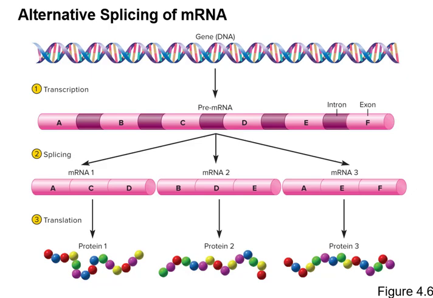You didn't know when you were born that COVID was going to appear and that you were going to have to learn how to make antibodies against COVID. So this alternative splicing is one of the ways that they think that we make different antibodies.